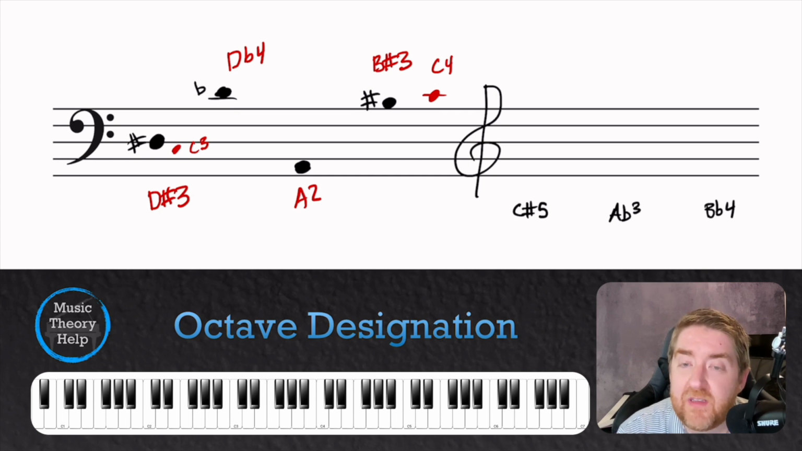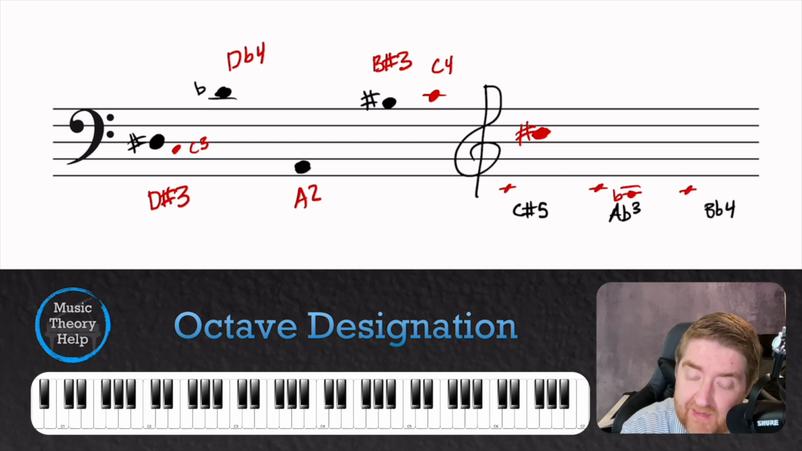Now let's write some pitches. C sharp 5. If middle C is C4 and this C is C5, then we would have C sharp 5. Or A flat 3. Again, if this is middle C, then our A flat below that middle C will be A flat 3. One more, B flat 4. Middle C is C4. This next C is C5, so it has to be in between. Here is B flat 4.